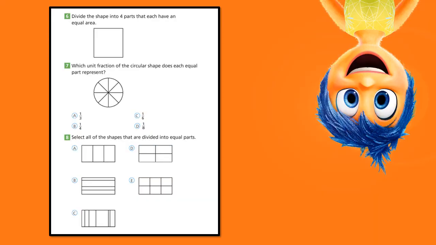Number 6, divide the shape into 4 parts that each have an equal area. Now, boys and girls, there are a lot of different ways that you can divide this square to show equal areas. I may make a vertical line down the middle and a horizontal line down the middle to break it up into 4 parts.